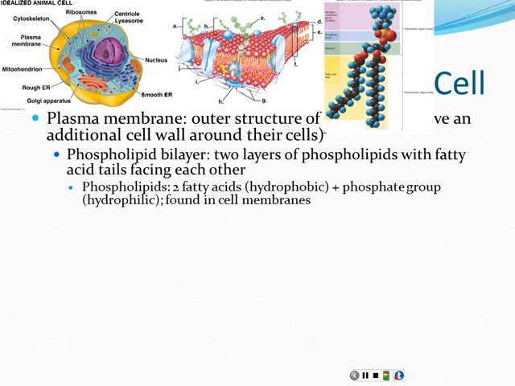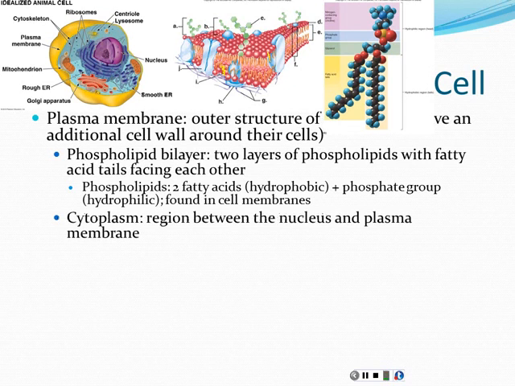Okay, we just talked about this. Okay, the cytoplasm is just this region, this area from the plasma membrane all the way to the nucleus. So this entire region is the cytoplasm. It contains most of the organelles within the cell.